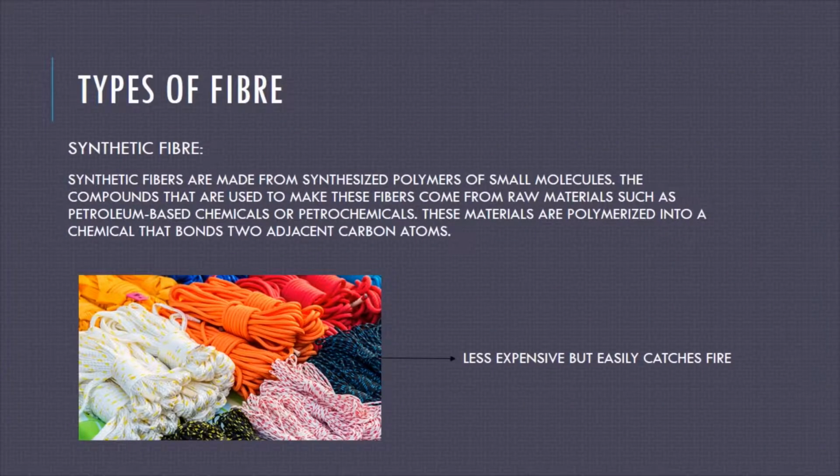Synthetic fiber. Synthetic fibers are made from raw materials such as petrochemicals or petroleum-based chemicals. The main disadvantage of synthetic fiber is it melts before burning. So clothes made of such fibers stick to skin when in contact with the flame, causing burns. They are not comfortable to wear as they do not allow sweat to evaporate easily.